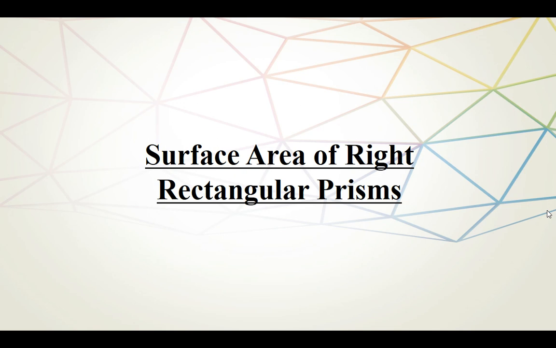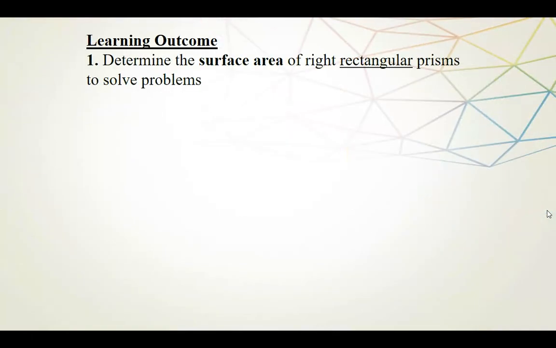Hello again, grade 8s. In today's lesson, we're going to calculate the surface area of a right rectangular prism. Although before we do that, we'll define what the surface area of a three-dimensional object is and also talk about what the units of measurement are going to be. The learning outcome is to determine the surface area of right rectangular prisms to solve problems.